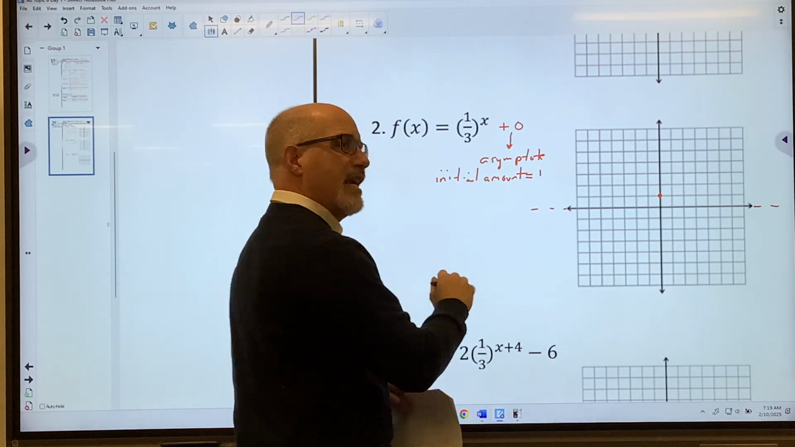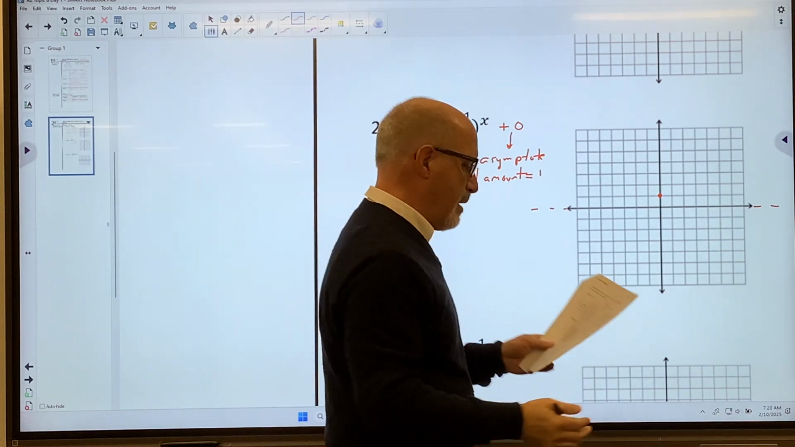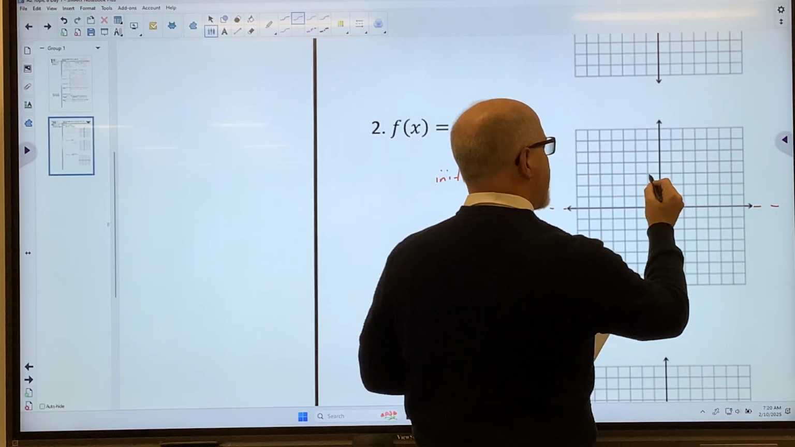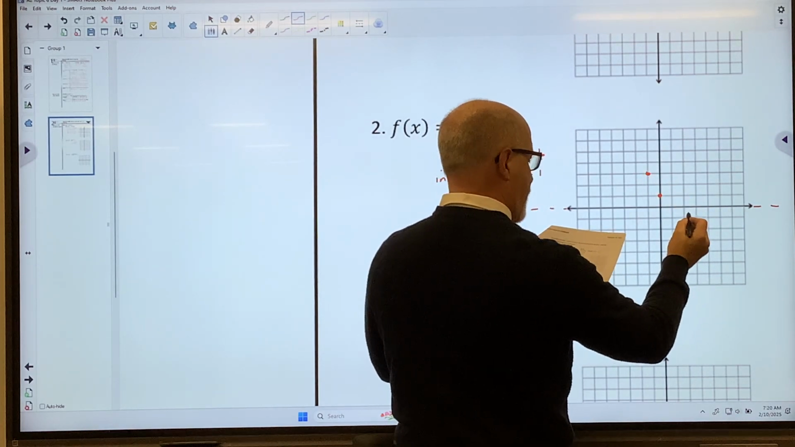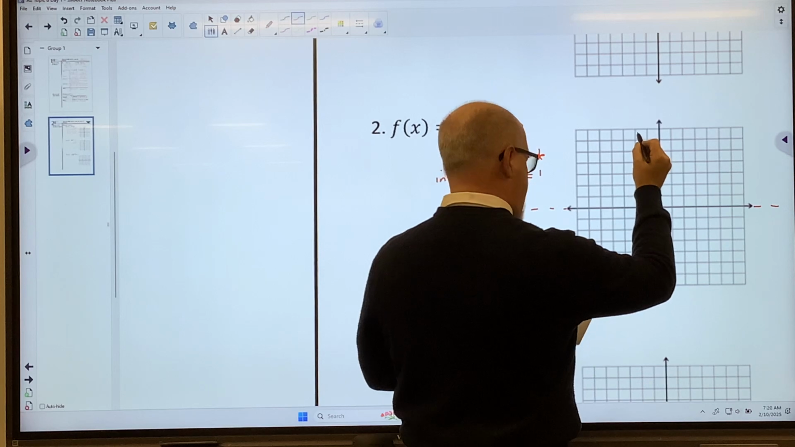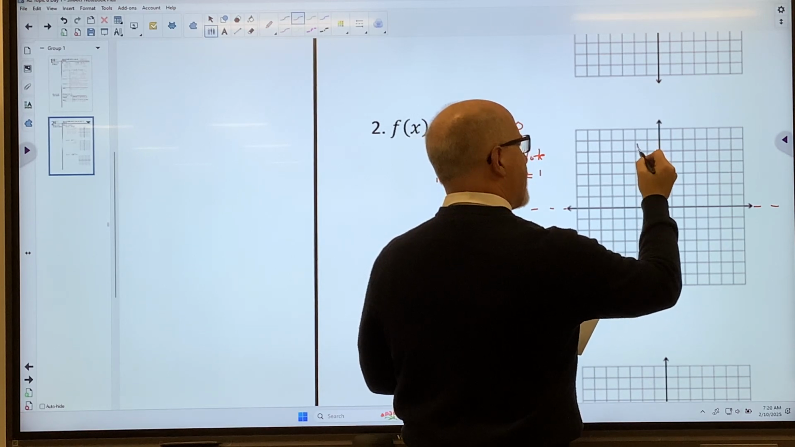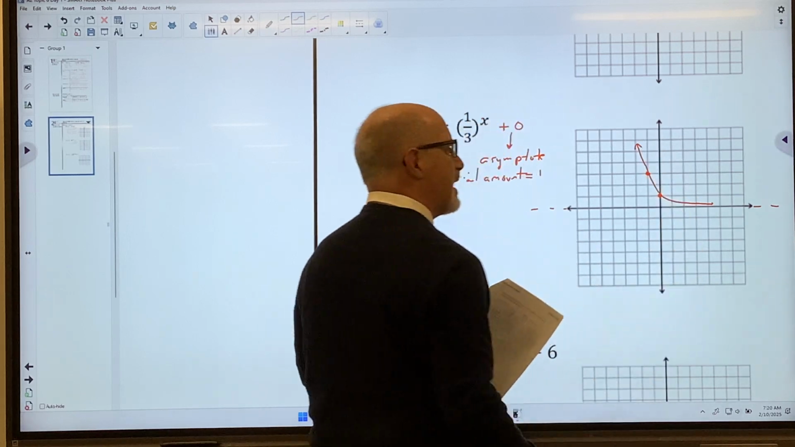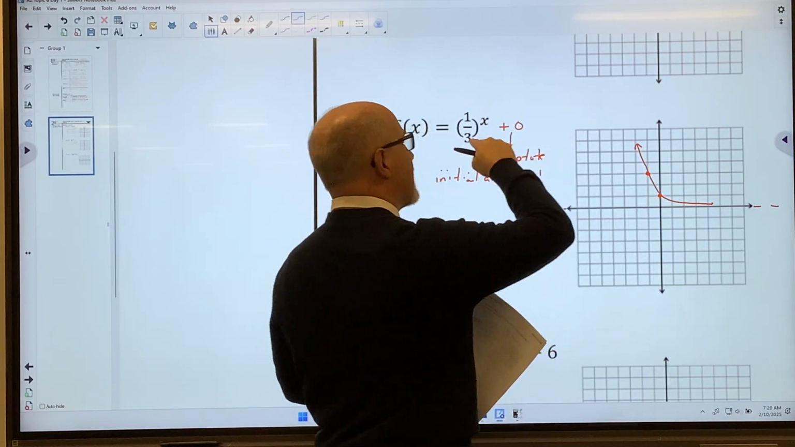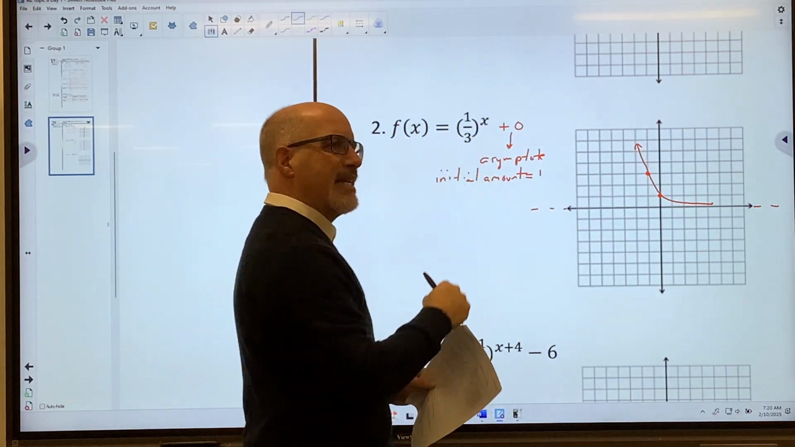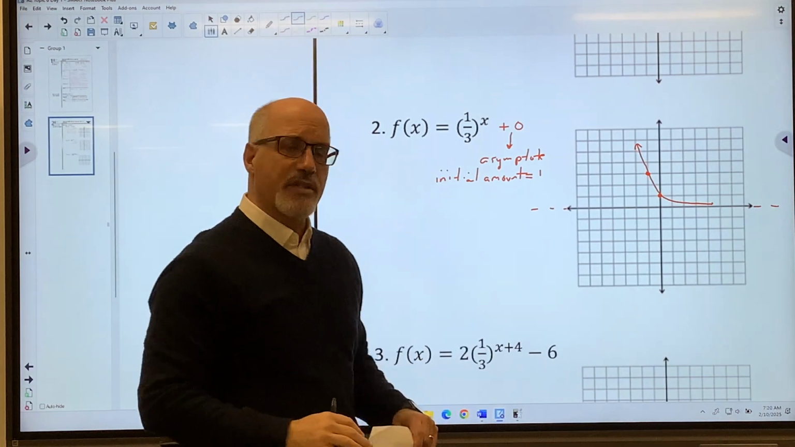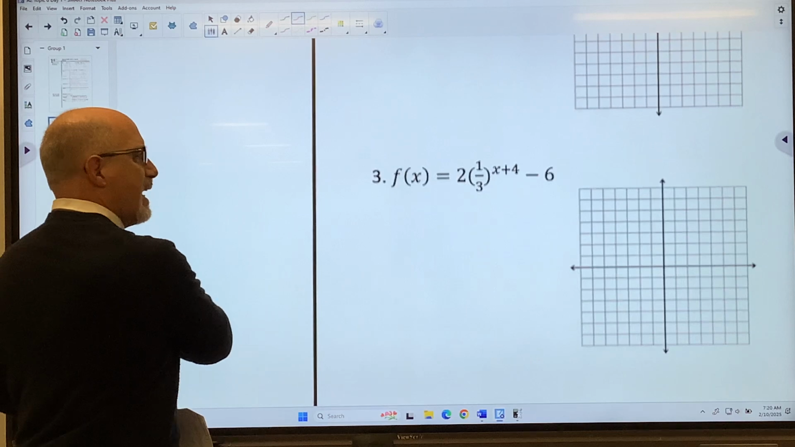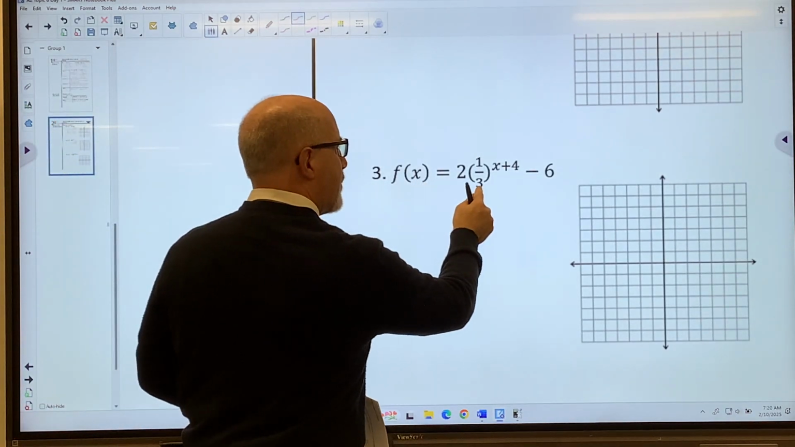So you could do a table. Your calculator will give you a table for this. At negative 1, it will be up at 3, and over here it will be down close to the axis. And so my graph looks like this. Now notice that's a decay problem because this number, the base, is less than 1, so it's going to decay. All right, this one we're going to have decay because it has a 1/3 there.